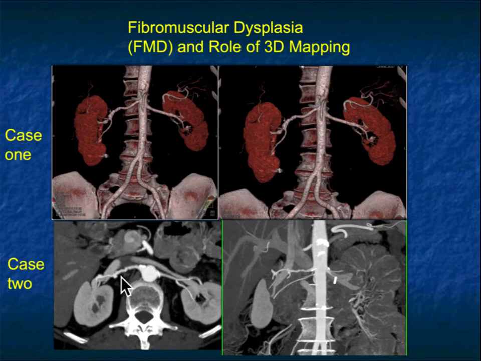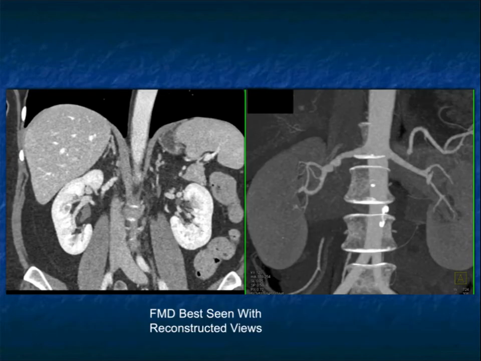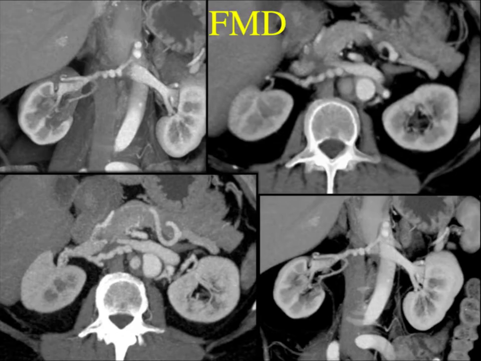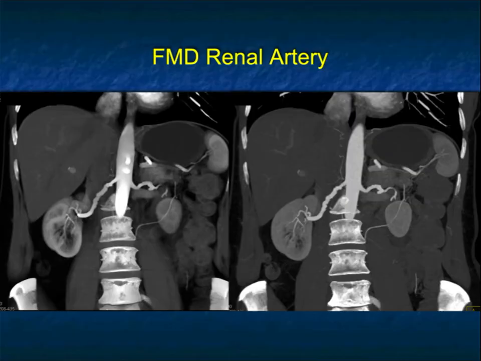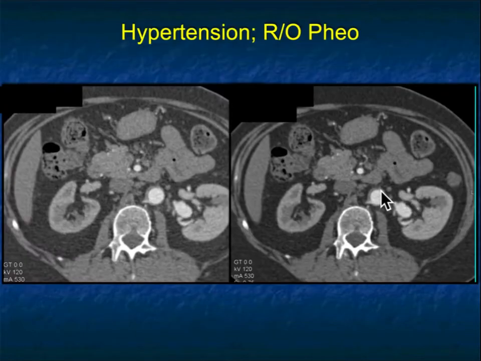Case 2, about 2/3 of the artery is involved with this beading, very nicely shown. Here's another example, both on the routine coronal and on the MIP, showing you that beading appearance, very classic for FMD. Another example here, a bit more extensive FMD in the right renal artery, more impressive. The left renal artery you can't really see well here, but there was no FMD involvement. Here's a case with FMD more extensive in the right, but also very subtle changes in the left renal artery.